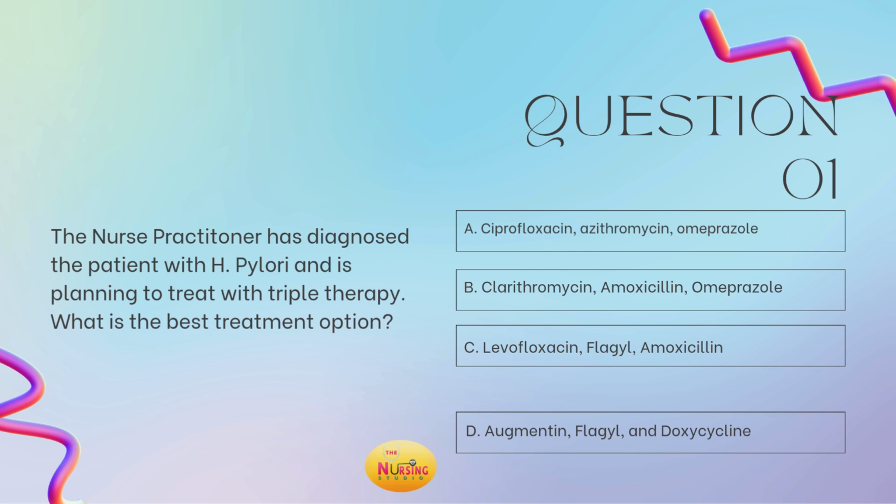We know it's H. pylori. They have even given us an additional tip that they're utilizing triple therapy, because remember, with H. pylori, you can treat with triple therapy or quadruple therapy. So here we're doing triple therapy. So your best answer is B, clarithromycin, amoxicillin, and omeprazole.